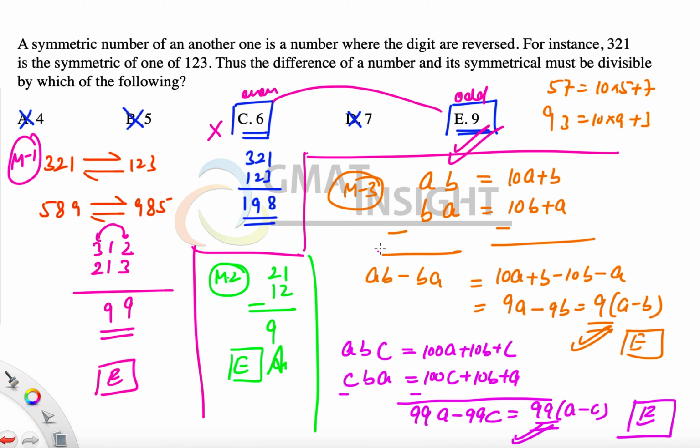I hope that helps. To build the concept, we need the algebraic expression, but we need to be smart enough to deal with the options and quickly figure out some deficiency if there is any, like explained in method 2.